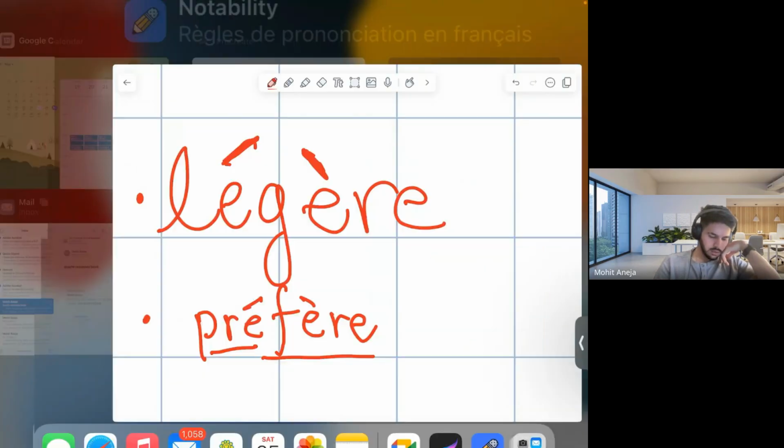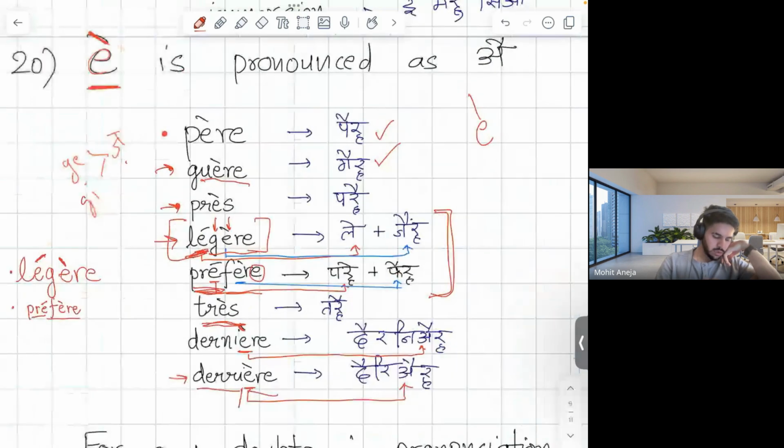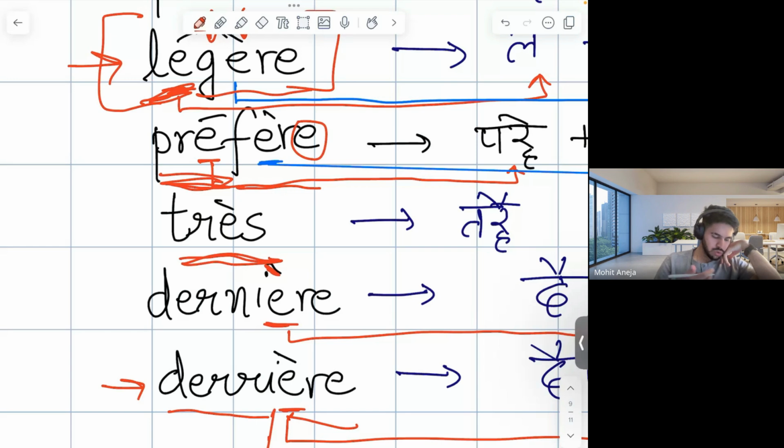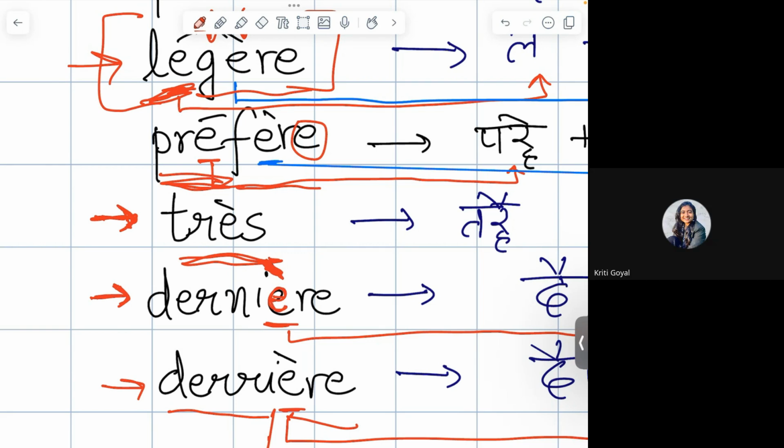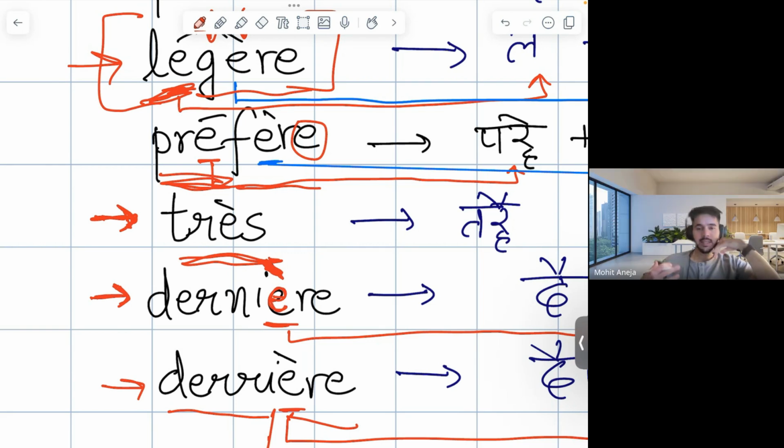Okay. Just a moment. Yes. So here we're gonna see another one or two sounds. So this sound is important. Can someone say this sound? Desika, can you say this sound? The one that I just highlighted. This one. Right. Yes. Kriti, can you say the next one? There is an accent here on it. Dernière. Okay, dernière.